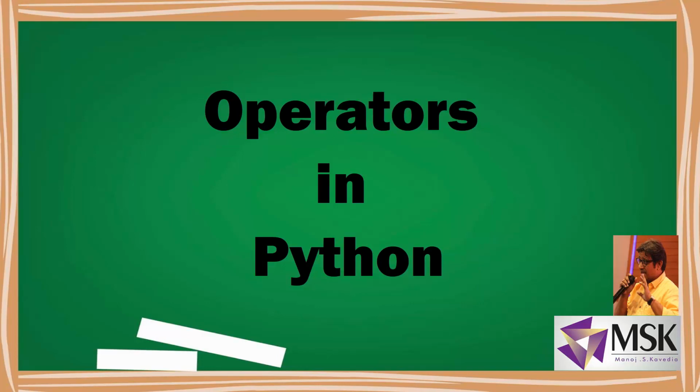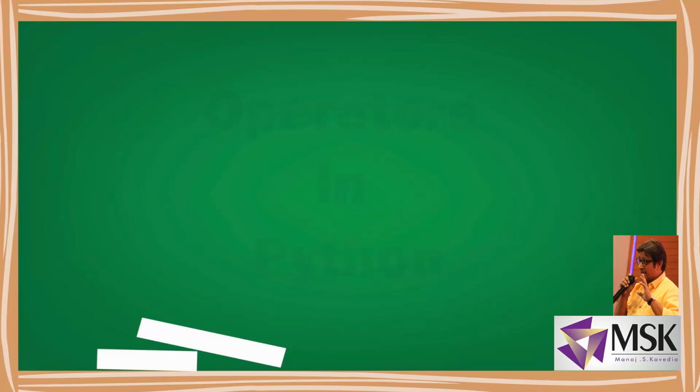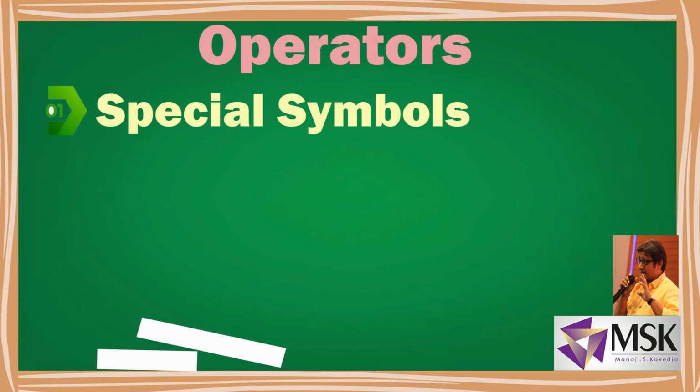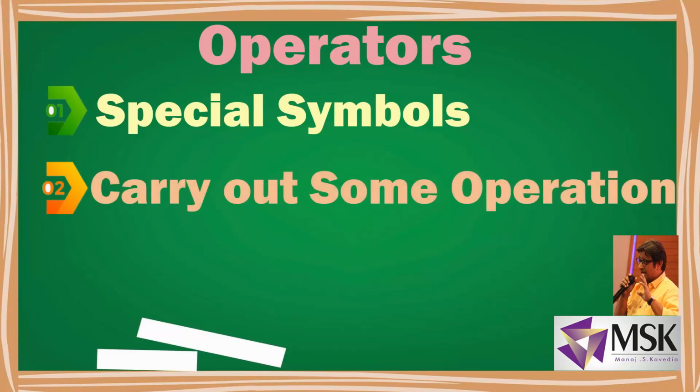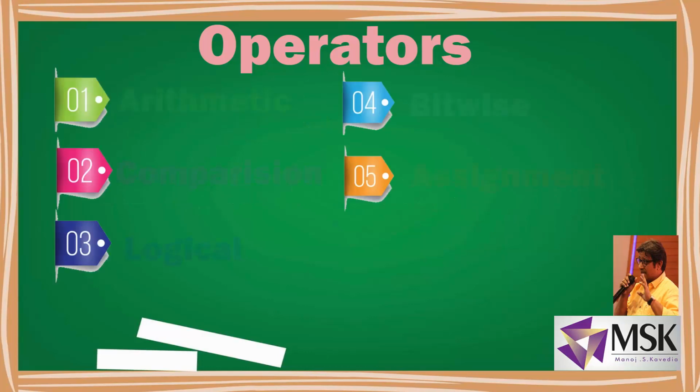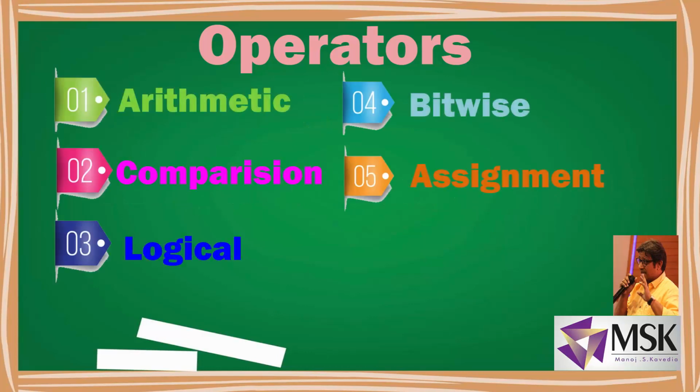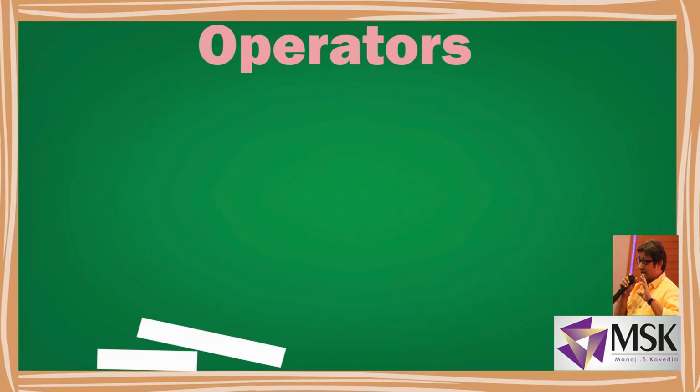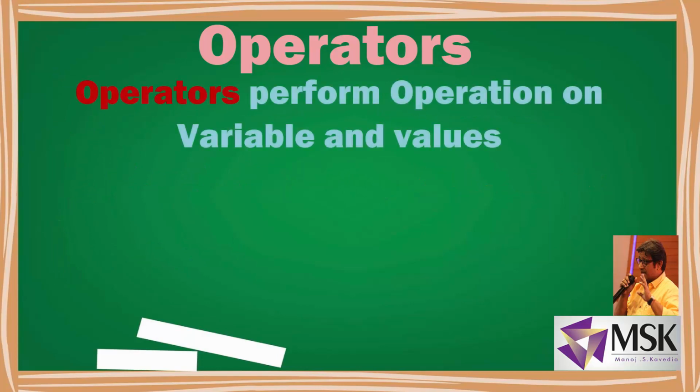Hello friends. In this lecture I'll explain the operators in Python. But what is an operator? Operators are special symbols which are used to carry out some operations. Those operations may be arithmetic, logical, relational, comparison, assignment, and many more. So we can say operators are used to perform operations on variables and values. For more about variables, you can see my variables lecture.